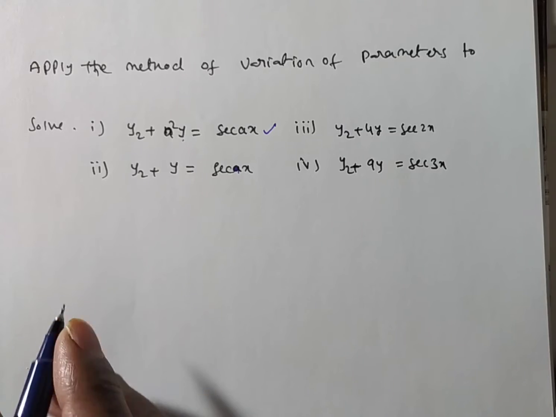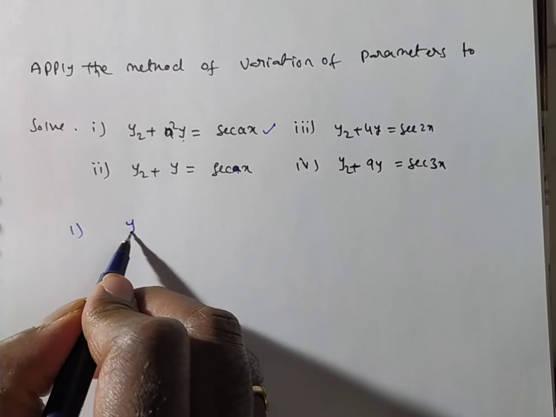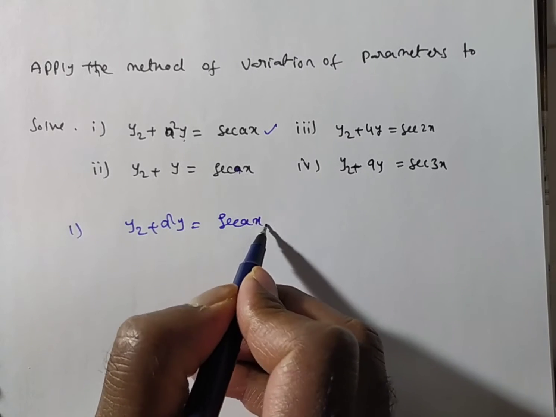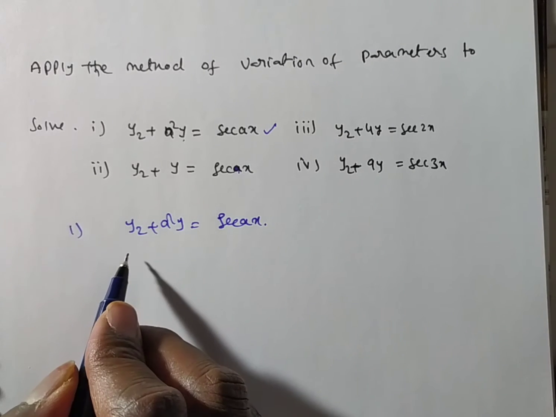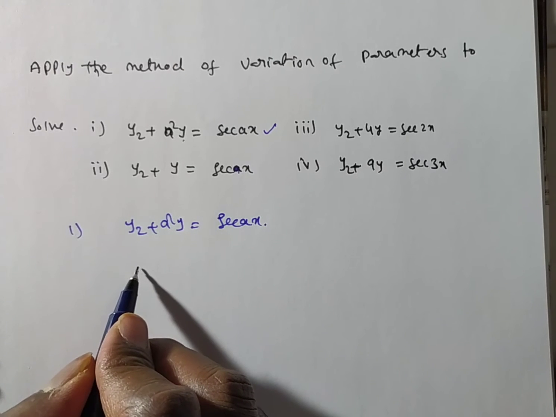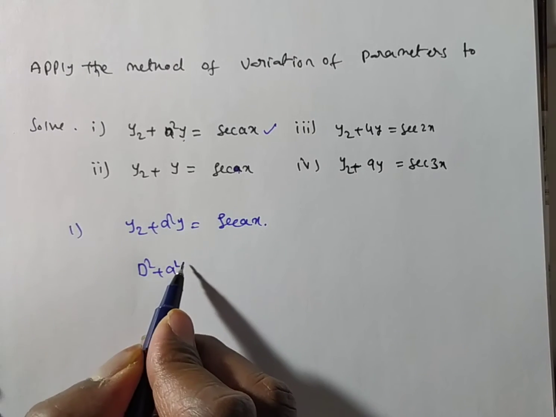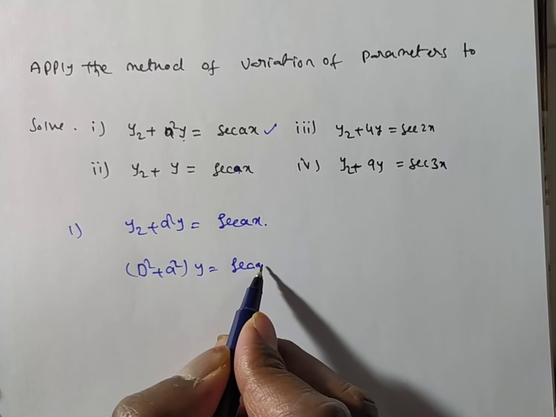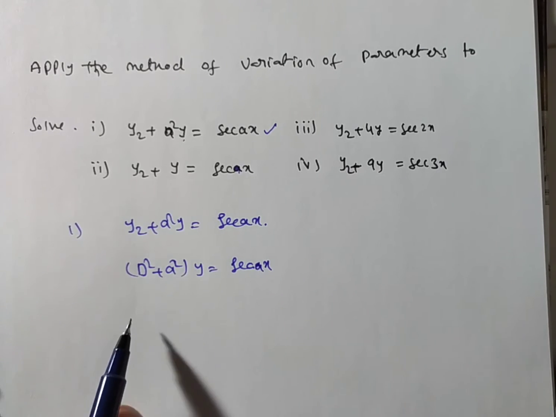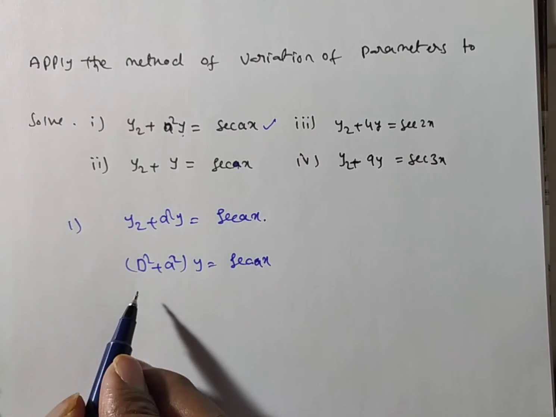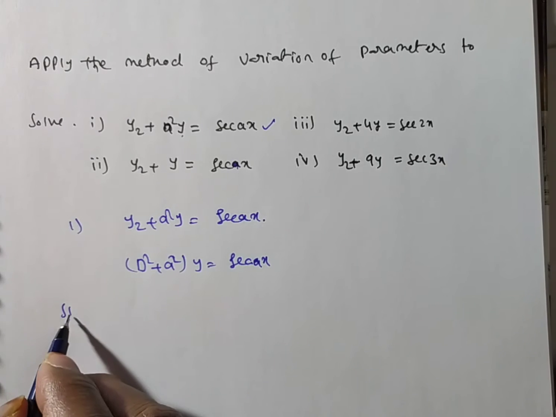Right. Now the given differential equation is y'' + a²y = sec(ax). By observation, you can write this in operator form: (D² + a²)y = sec(ax). Okay friends, you observe this is a second order linear differential equation. So first we need to find the complementary function in step 1.